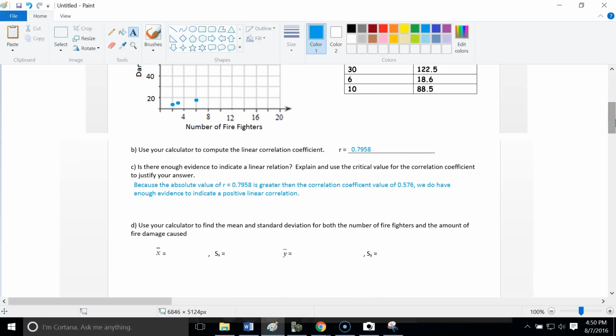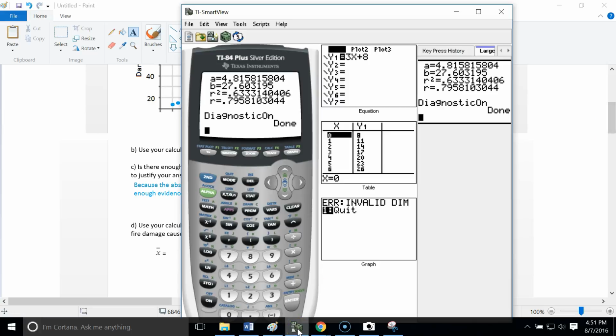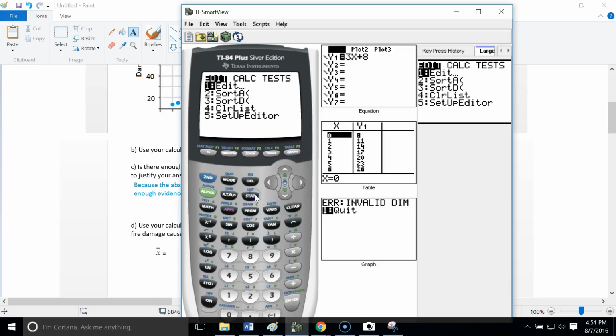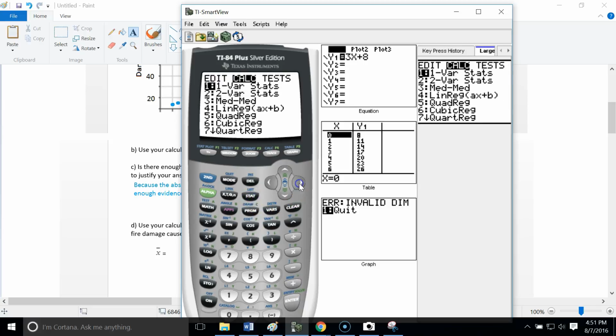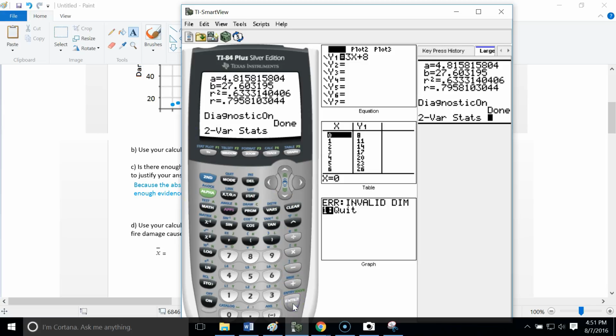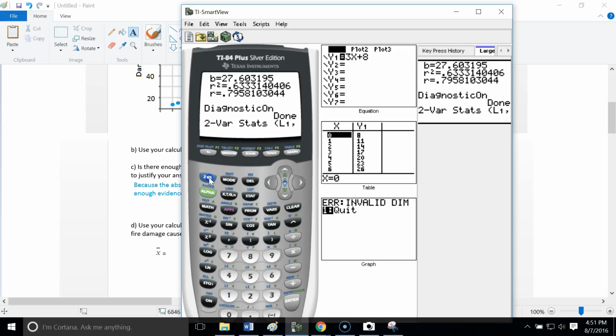Part D says, use your calculator to find the mean and standard deviation for both the number of firefighters and the amount of fire damage caused. So this is a nice, simple calculator question. We can go back to our calculator, and we already have all the values we needed in list 1 and list 2. So all we have to do is go to Stat, Calculate, and let's do a 2-variable statistics test. And we're going to do it on list 1, comma, list 2.